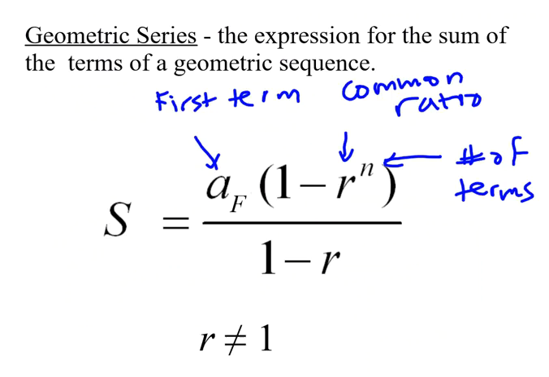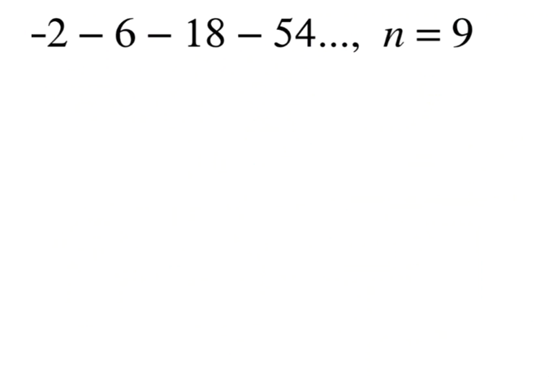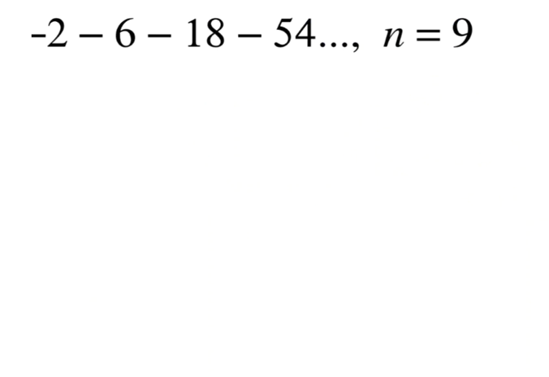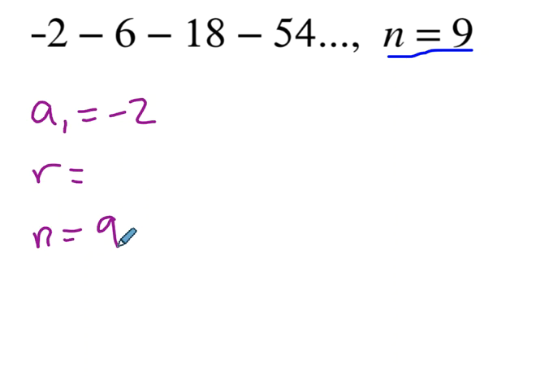Fantastic. So notice here, we don't have the last term, so I don't need to know what that is. I just need to know how many terms I'm summing up. So here I have a series. I want to sum up the first 9 terms of that series. So I need my a1, I need my r, and I need my n. My n is going to be 9 here. I have negative 2, then negative 6, then negative 18. I'm multiplying by 3 each time.